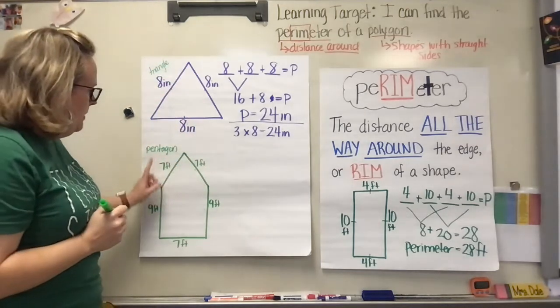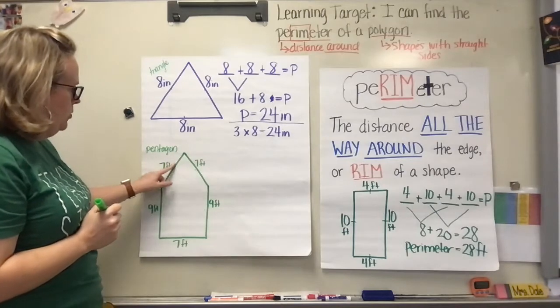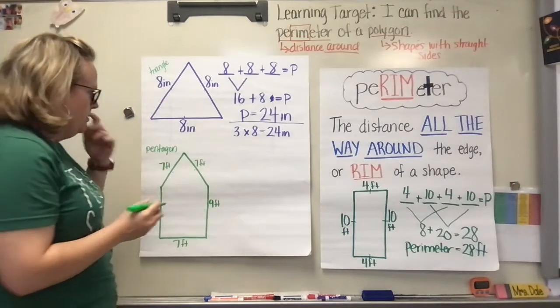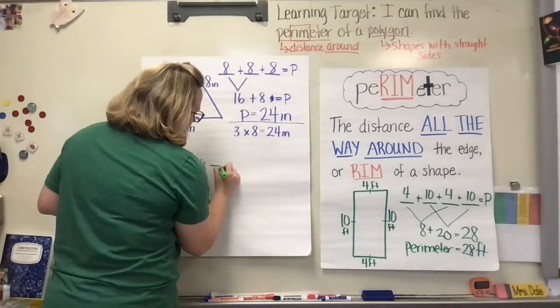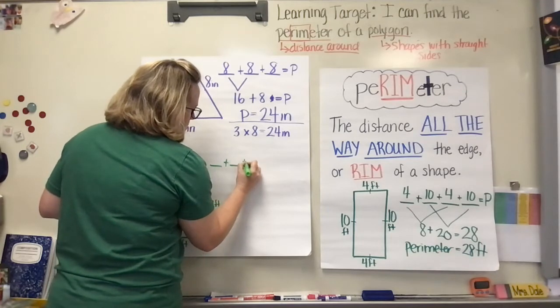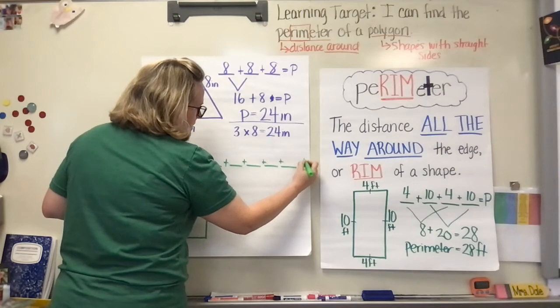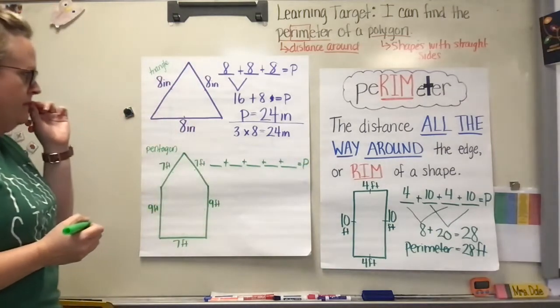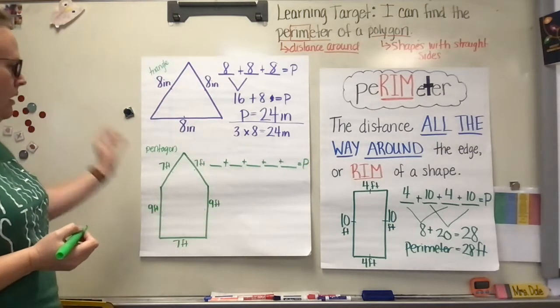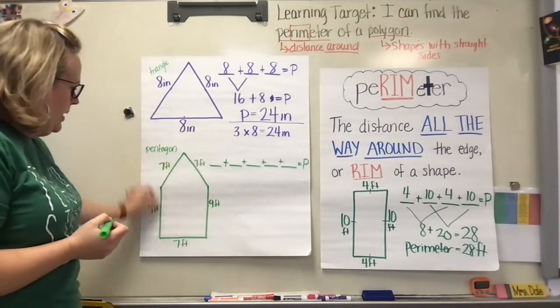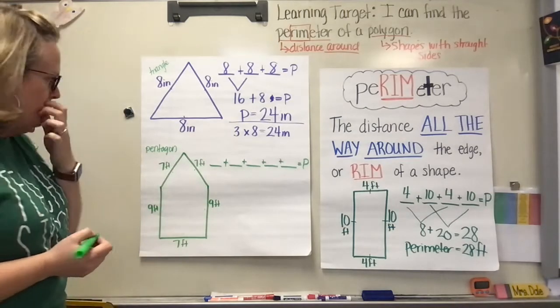All right, so my pentagon has 5 sides. 1, 2, 3, 4, 5. So I'm going to get myself set up for 5 add-ins. 1, 2, 3, 4, 5. That's going to tell me my perimeter. I'm adding up the distance all the way around the rim or the edge of my shape.